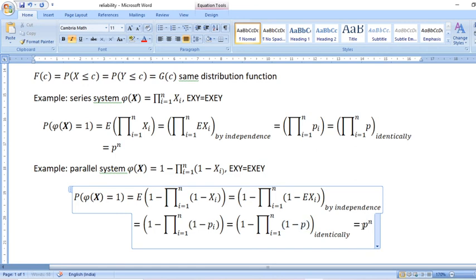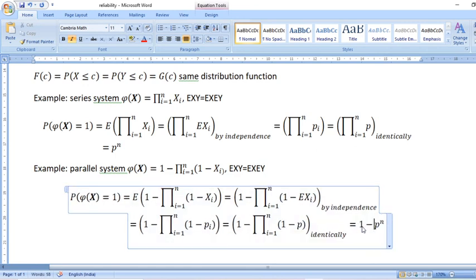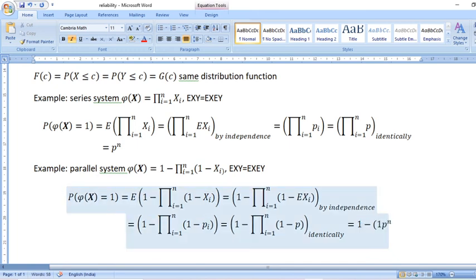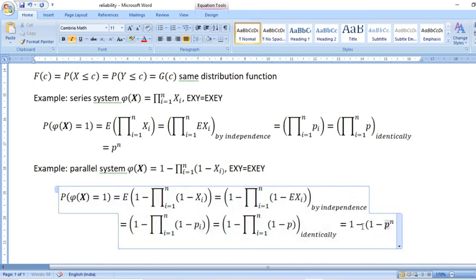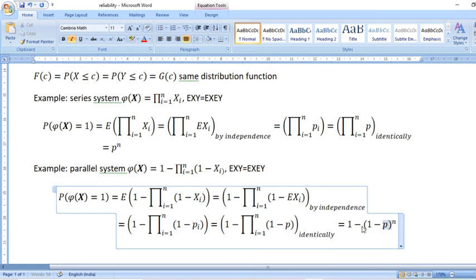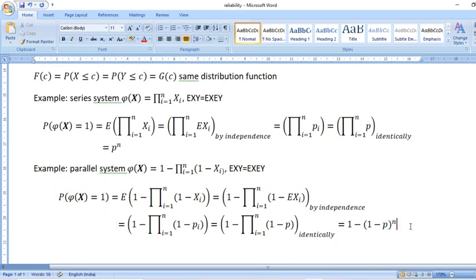So what will be the value? 1 minus p multiplied n times, so just 1 minus p raised to n... So this is the reliability of series system, and this is the reliability of parallel system if components are independent and identically distributed.